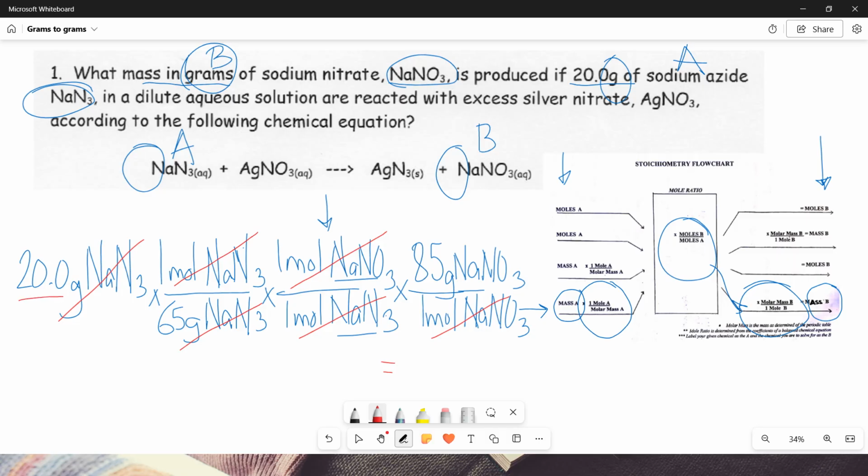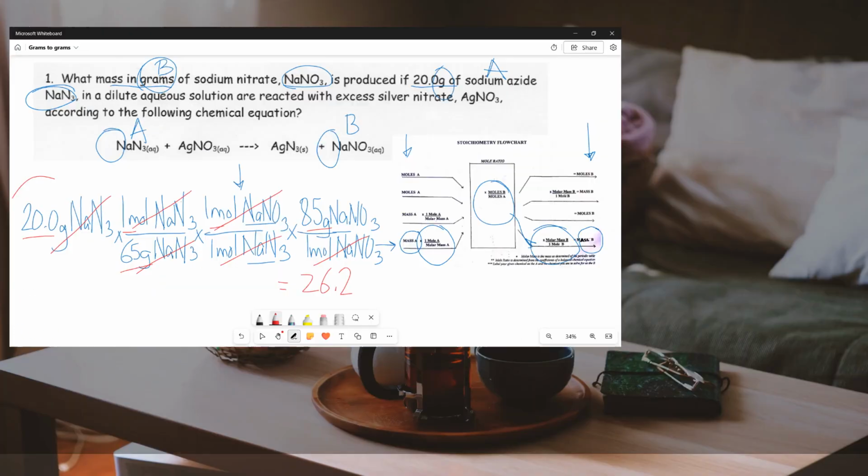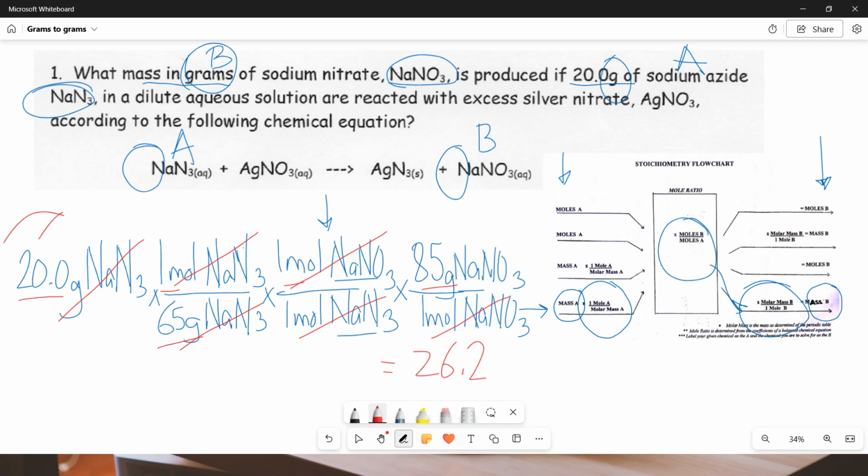So I'm going to take 20 times 1 times 1 times 85 across the numerator. Now I need to divide by the denominator, which is 65 and 2 ones. And so when I do that, I get 26.2. I'm going to keep 3 sig figs since I started with 3 sig figs in the beginning, and my unit is grams and my label is sodium nitrate.